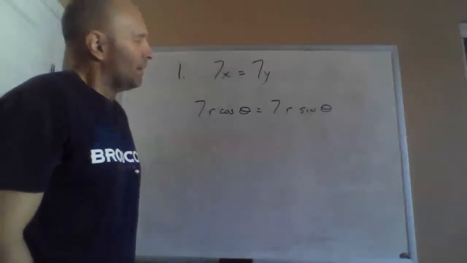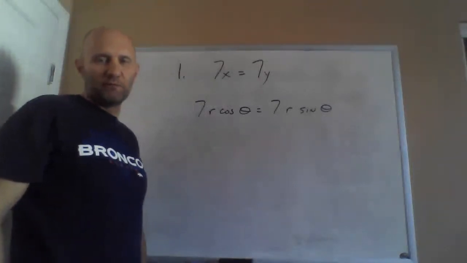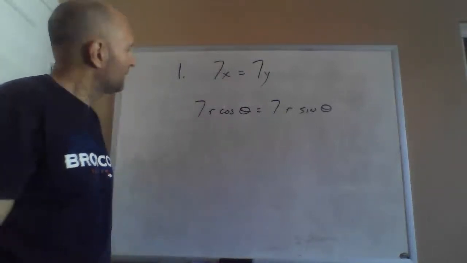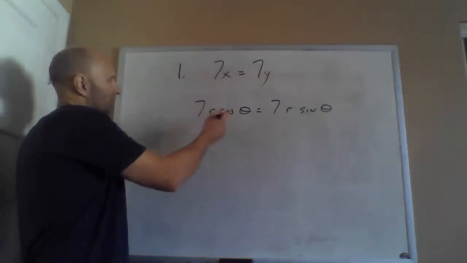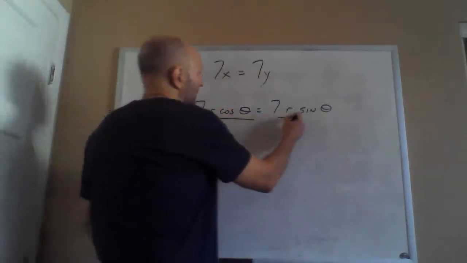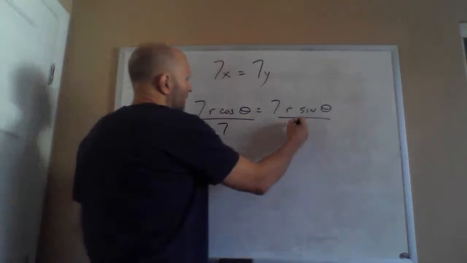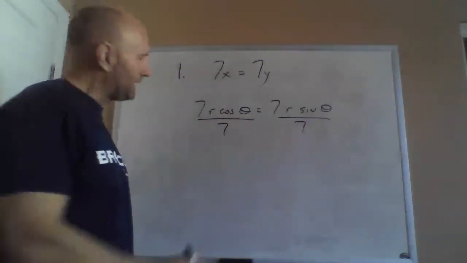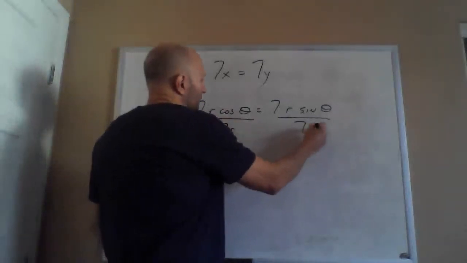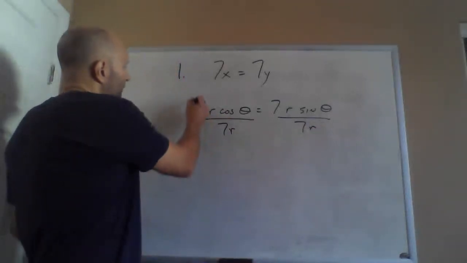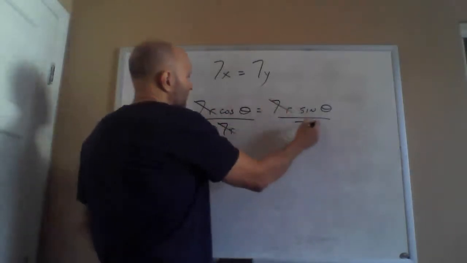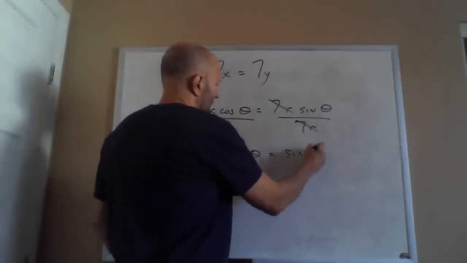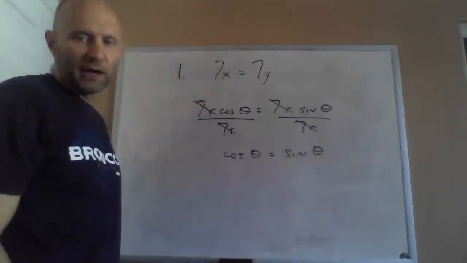Yep. All right, so now what can I do to simplify this? There we go, Rhea, exactly right. We can divide both sides by 7. And actually, I can divide both sides by what? Even now that we made that substitution, I can divide by 7r. So if I divide both sides by 7r, this becomes what? Cosine of theta is equal to sine of theta.